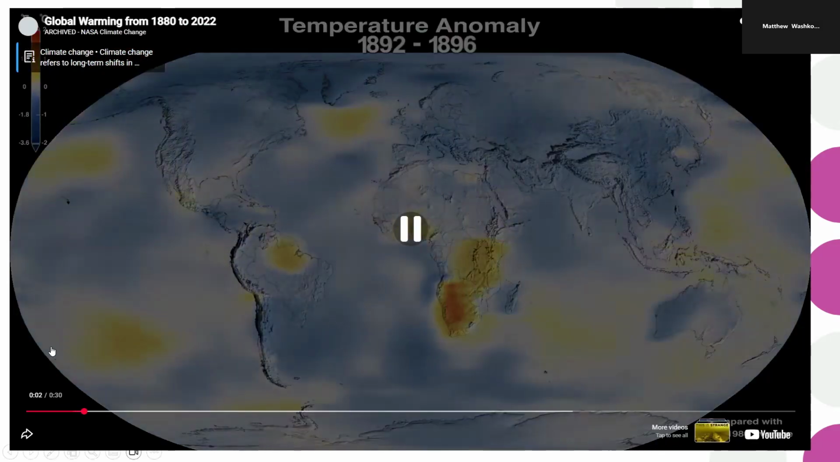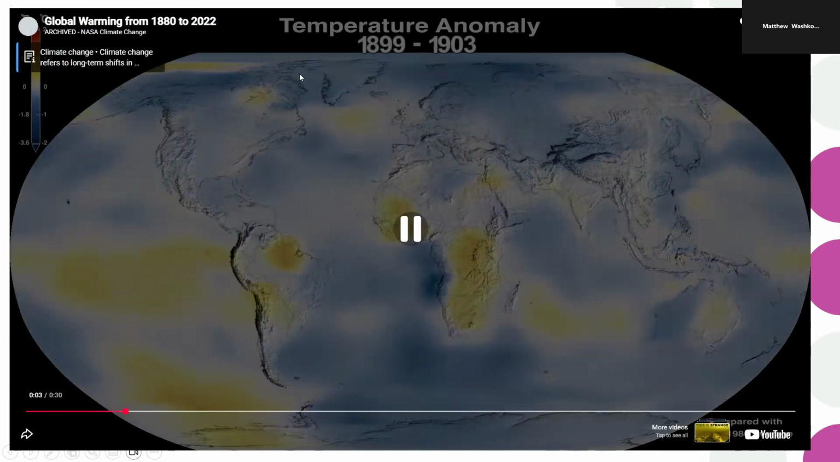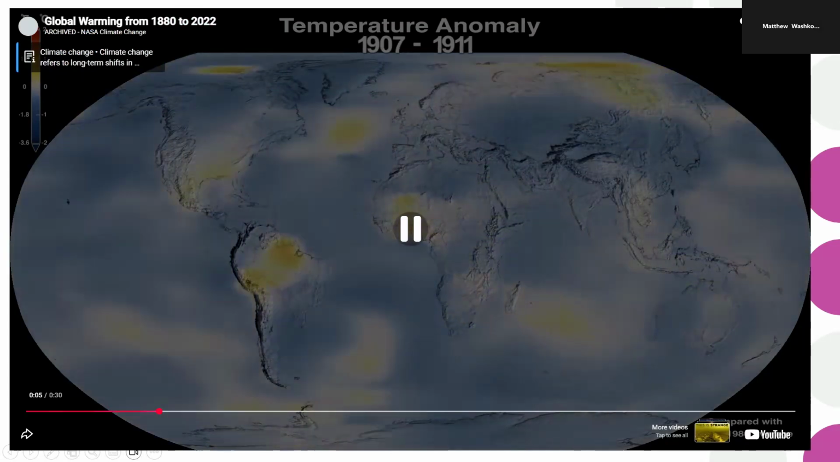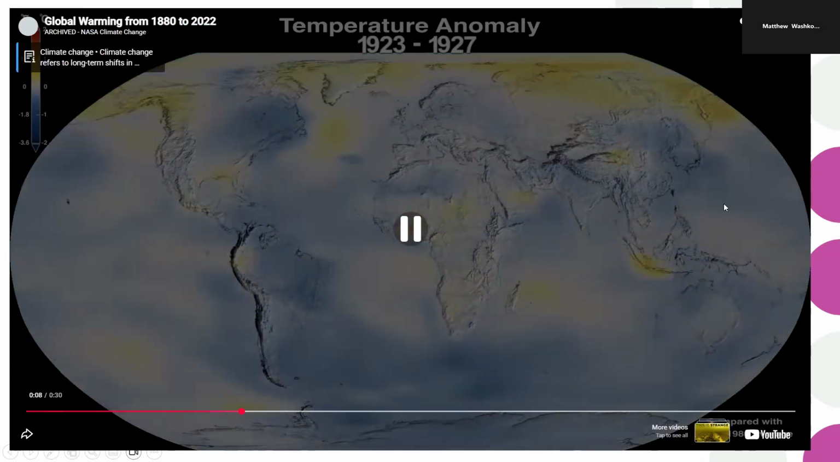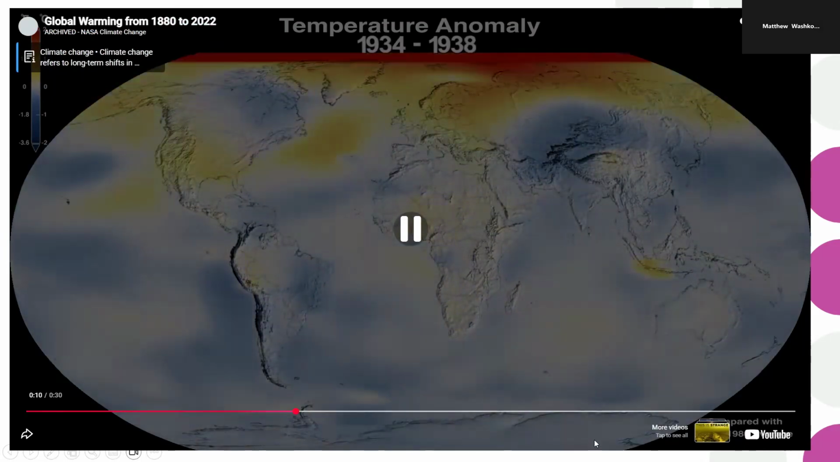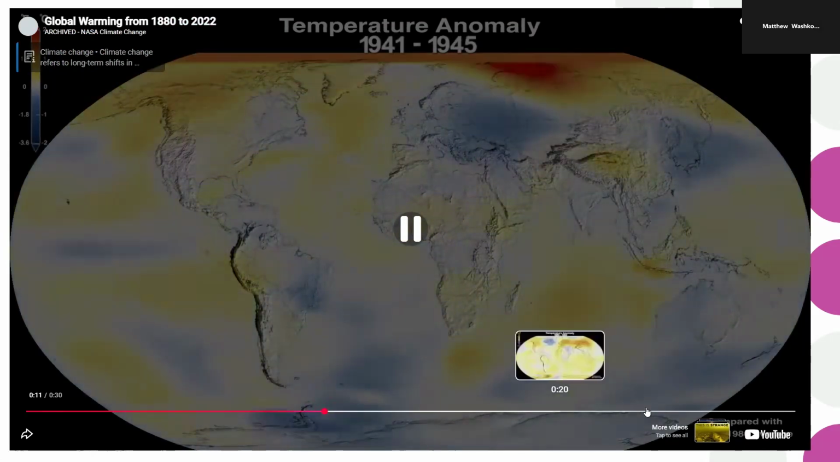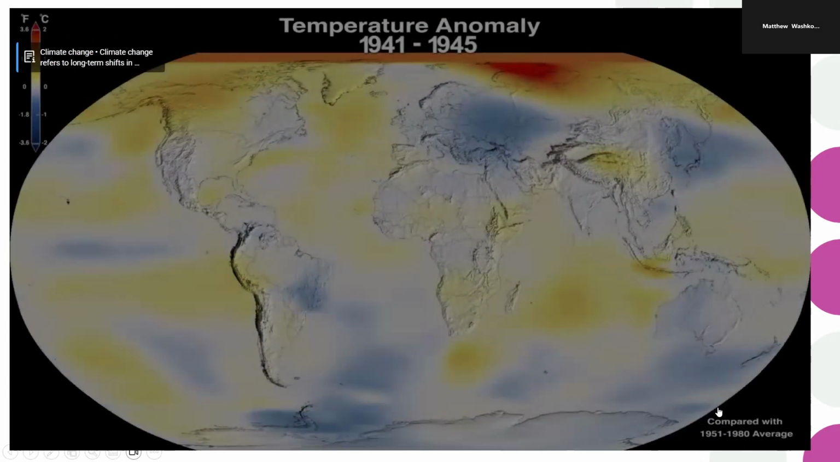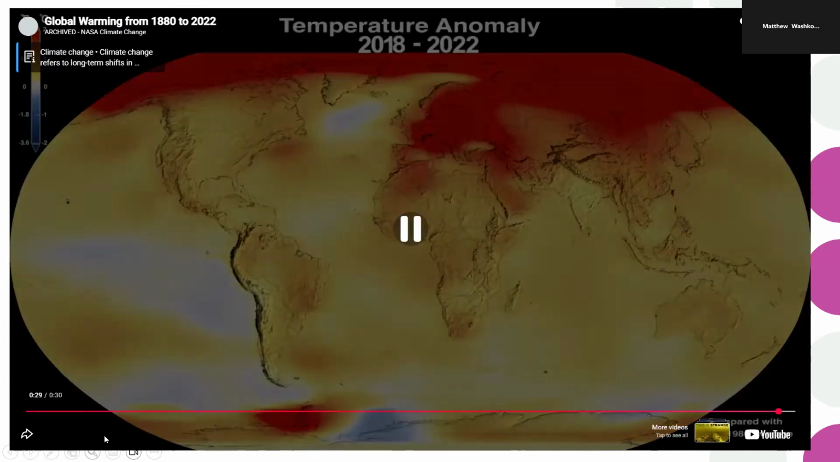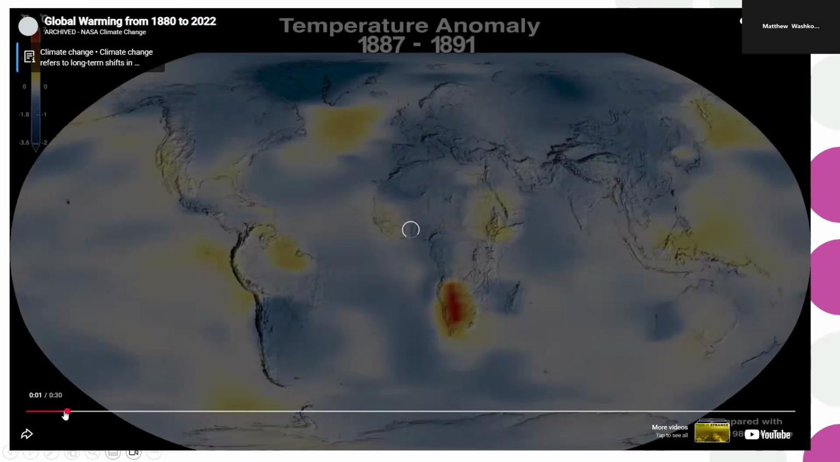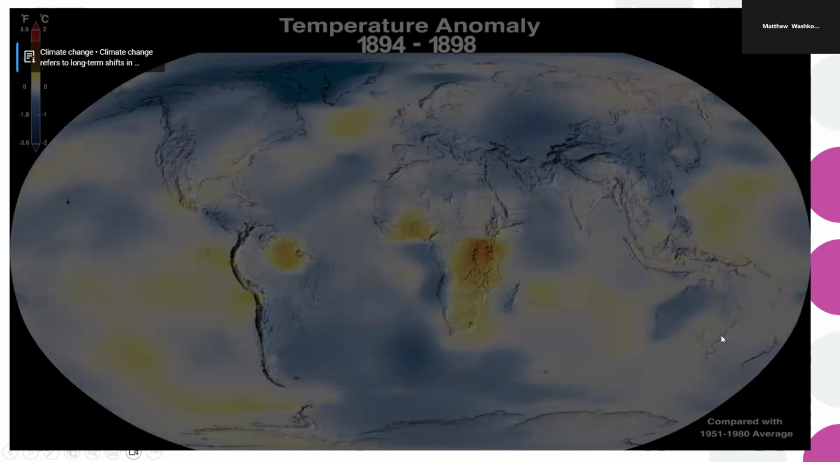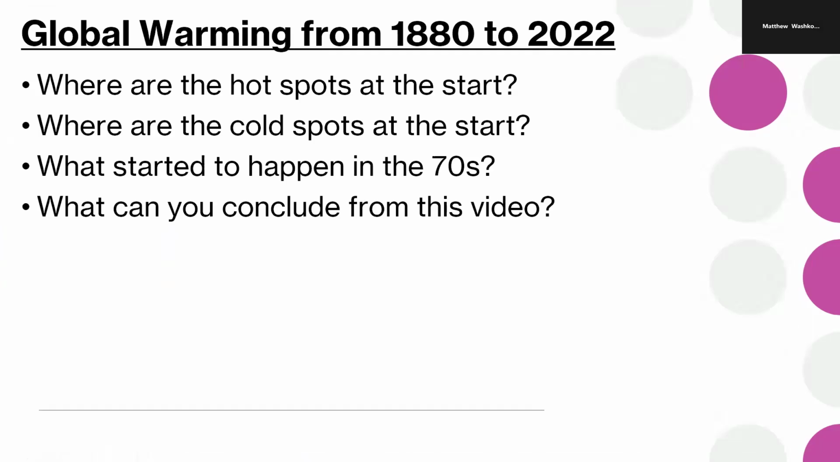Again, where are the coldest parts here? Up north. Where are the hottest parts? Closer to the equator. And then as we get warmer and warmer, towards the end, where are the hot spots? Up north. Oh, so the coldest spots are now the hottest. We'll learn about why that is later.